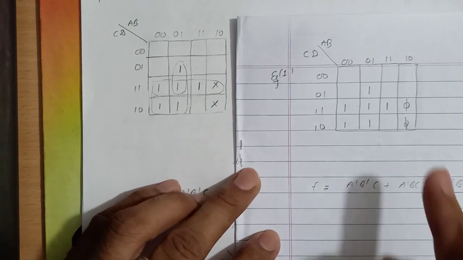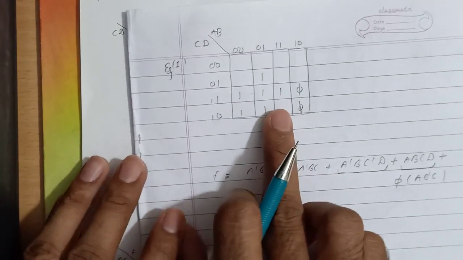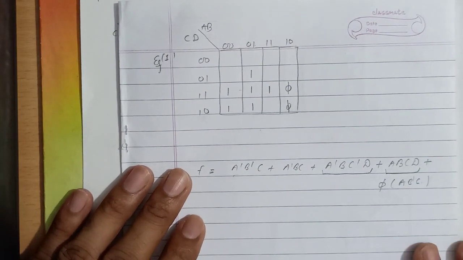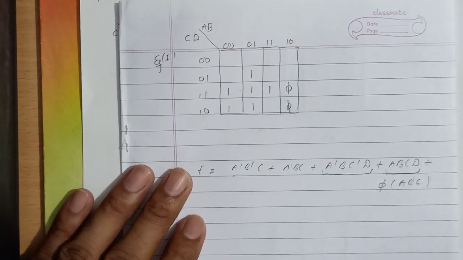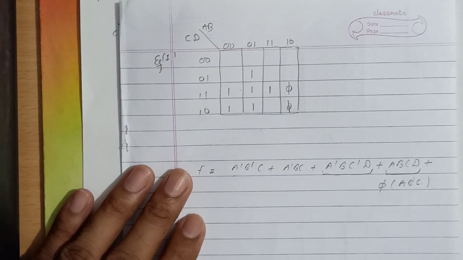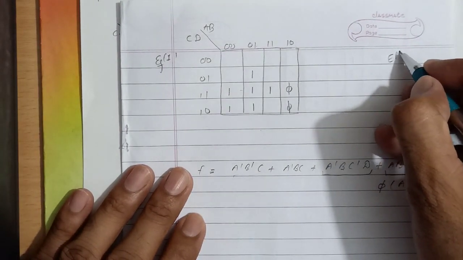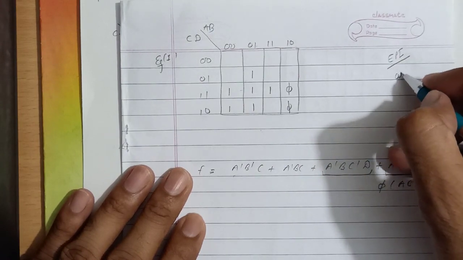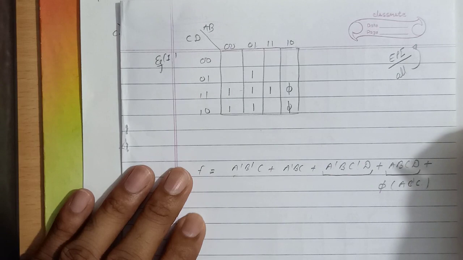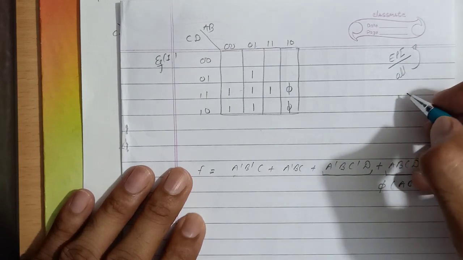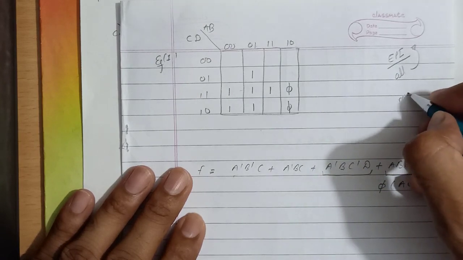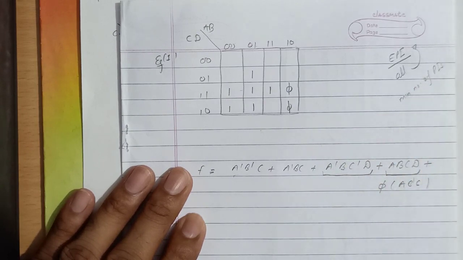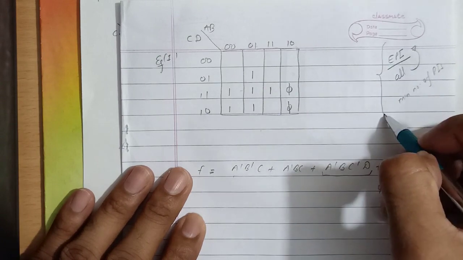Okay, so now we will simplify this K map. How will we simplify this K map? We will always use our standard approach. Firstly, we will try to identify the essential prime implicants, and then after finding all the essential prime implicants, for the remaining ones we will try to find the minimum number of PIs that will cover them. This is our standard approach.